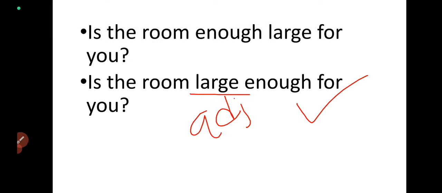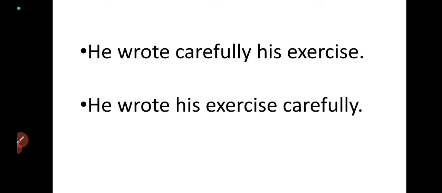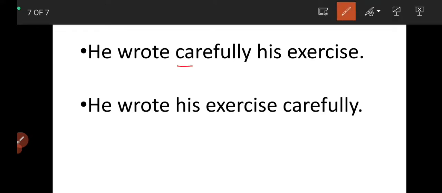Now let's see the next one. He wrote carefully his exercise, or he wrote his exercise carefully. Actually here you see carefully is an adverb, right? And this is called an adverb of manner. Basically an adverb of manner is used after the object. He wrote his exercise carefully. This one is the correct one. So you cannot write, he wrote carefully his exercise. He wrote his exercise carefully.